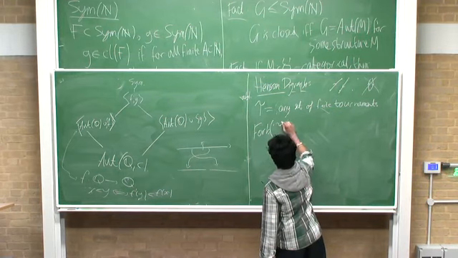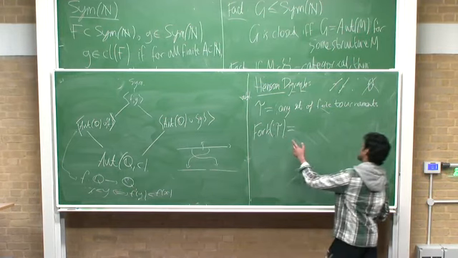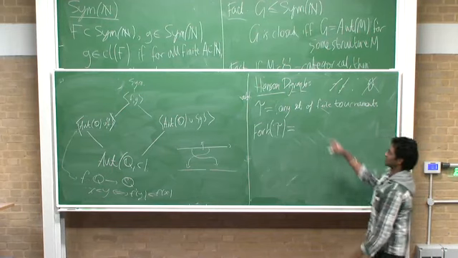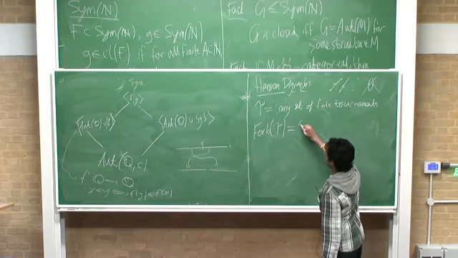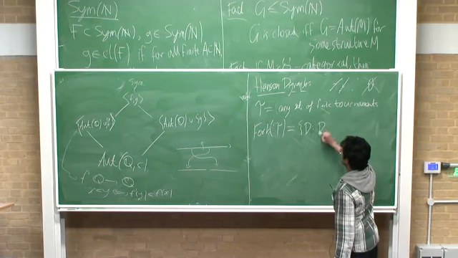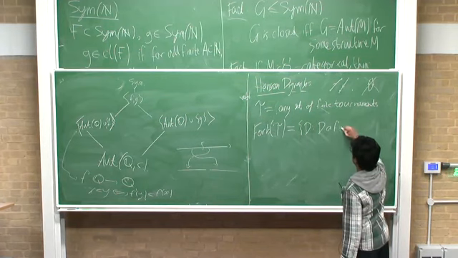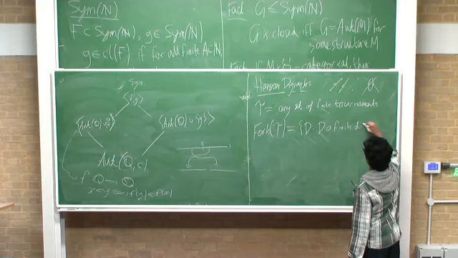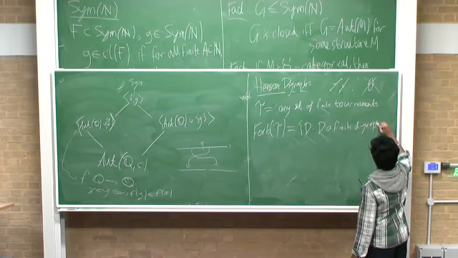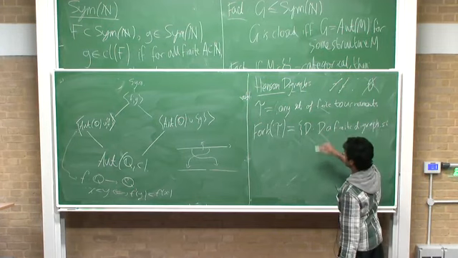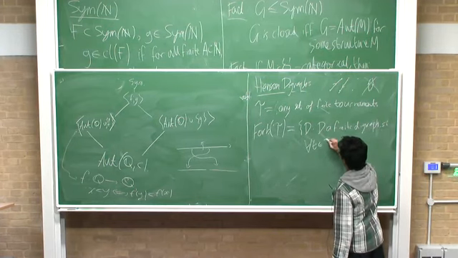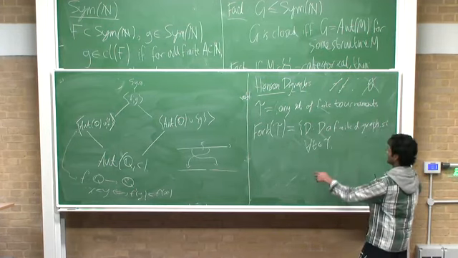And then Forb(T) will be the set of finite digraphs which do not embed any of these finite tournaments. That is, D, a finite digraph, such that for all finite tournaments T in curly T, T is not embeddable in D.